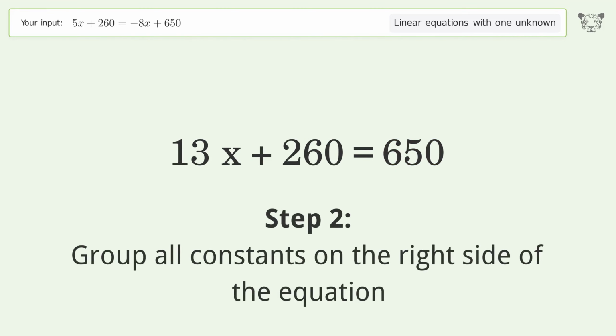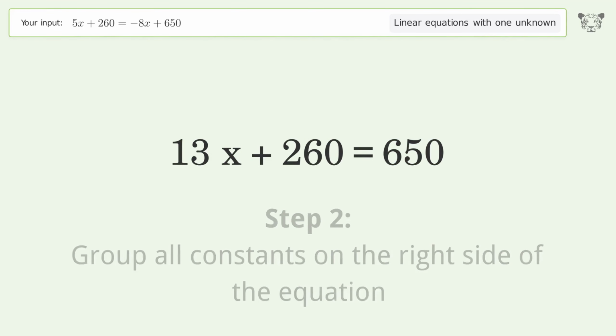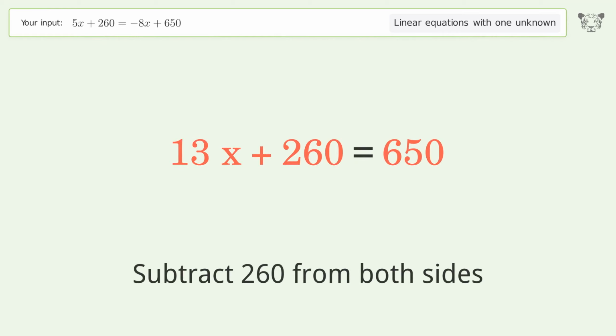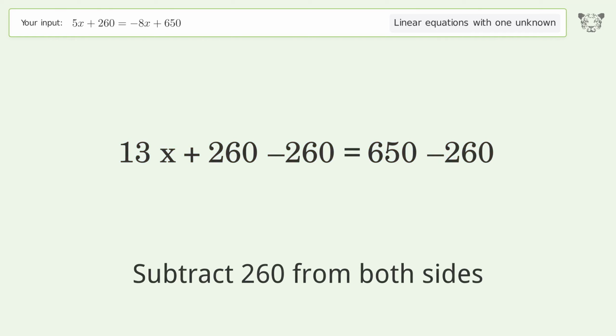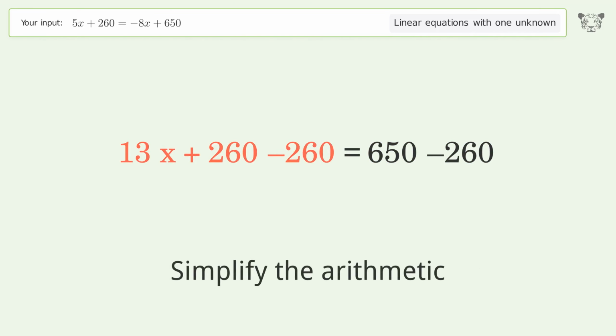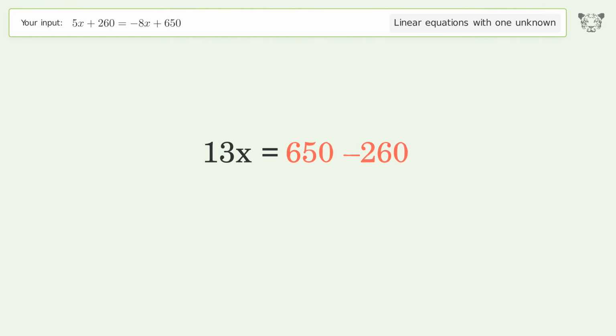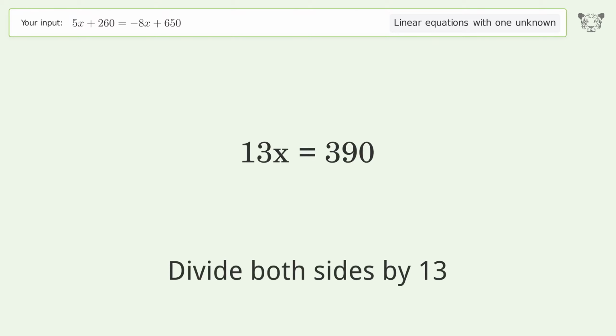Group all constants on the right side of the equation. Subtract 260 from both sides. Simplify the arithmetic. Isolate the x. Divide both sides by 13.